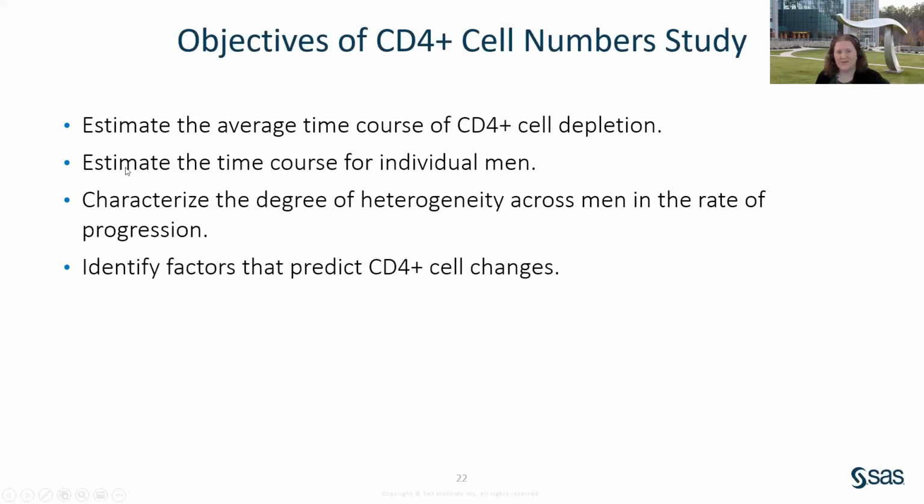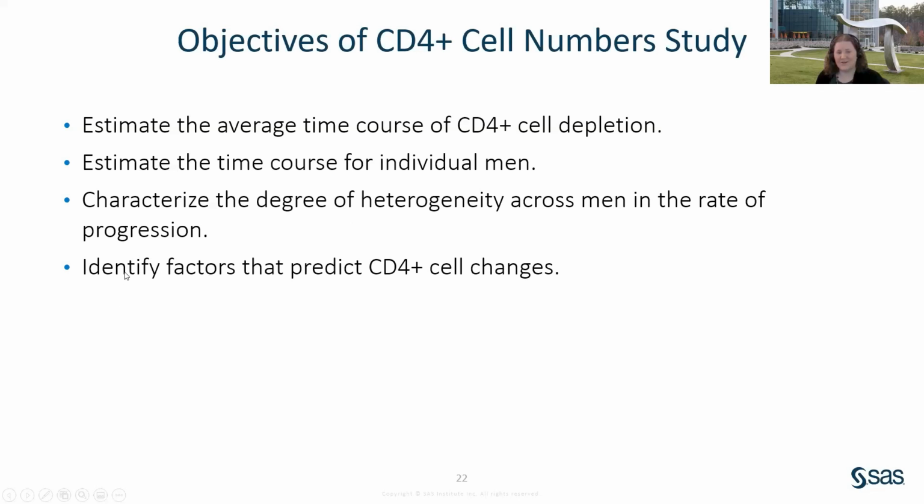Then we want to estimate the time course for individual men. It makes sense that we're all different. We have different genetics, different environmental exposure, things like that. Maybe for some men, their CD4 cell counts dropped really quickly. Maybe for other men, they dropped very slowly. We want to characterize the degree of heterogeneity across the men, so we're talking about estimating the variability of trajectories over time.